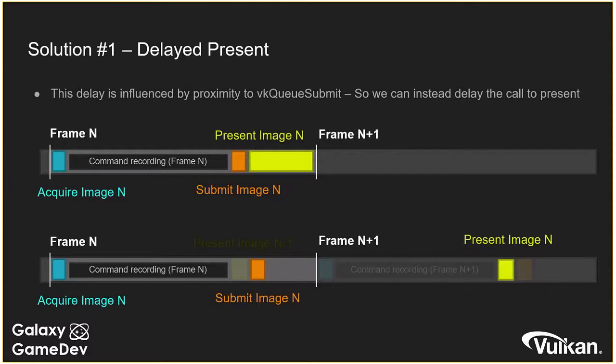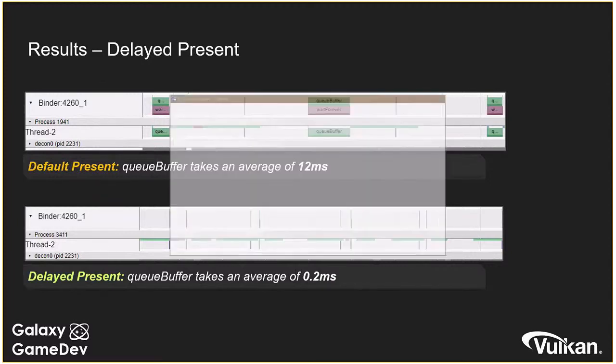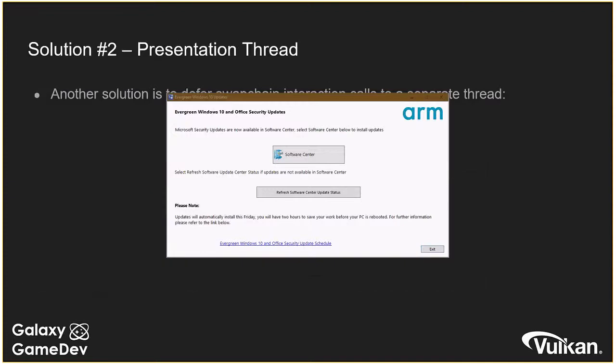GPU. So the second that we call present, the image is already rendered and it can instantly be flipped over to the presentation engine without the presentation engine having to stall on any weird internal problem. And this can give us a huge reduction in stall time, down from 12 milliseconds to about 0.2, which is exactly what we want to achieve.